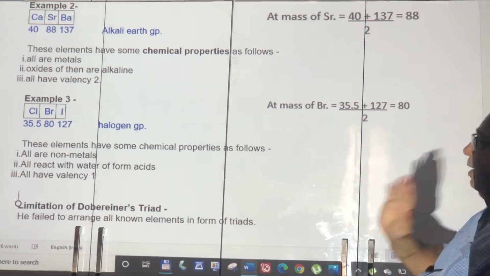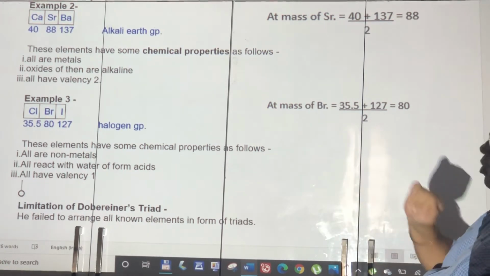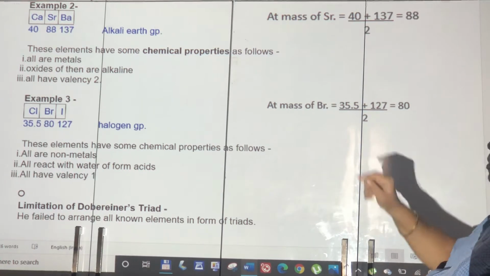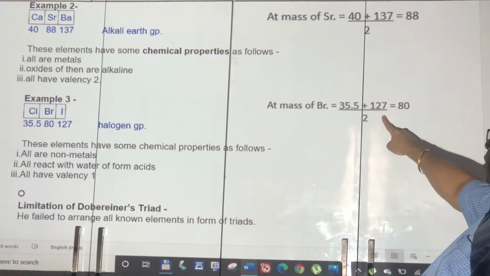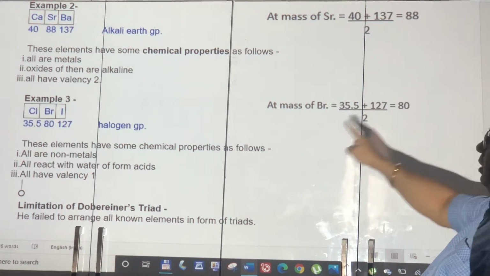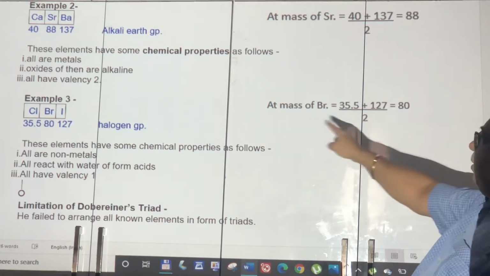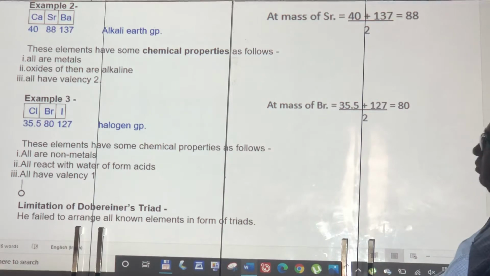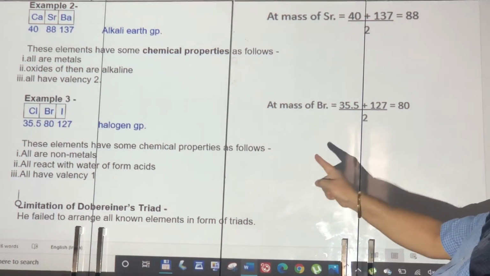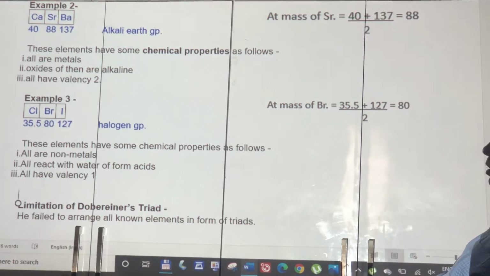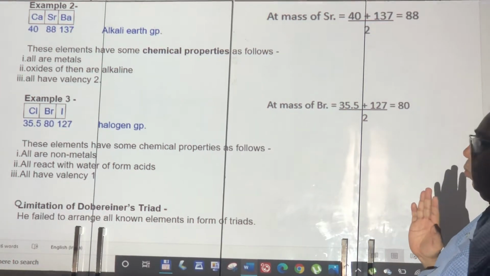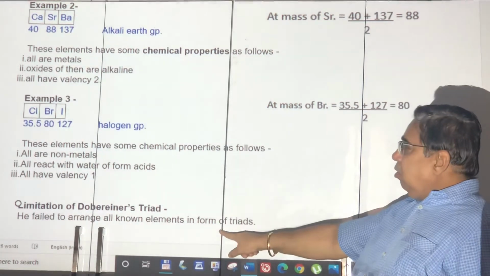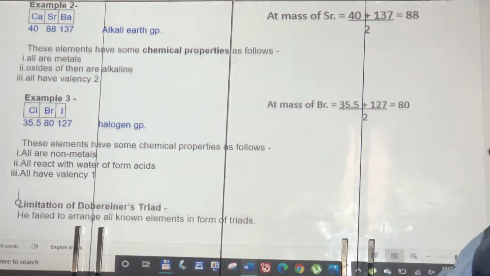Let's take a third example. Chlorine, bromine, iodine, the halogen group. Chlorine 35.5, iodine 127, divide by 2 is 81, sorry, the middle value is about 80, and that is for bromine. How do we make the triad? All are non-metals, all react with water to form acids, and all have valency 1. What are the limitations of Doberiner's triads?